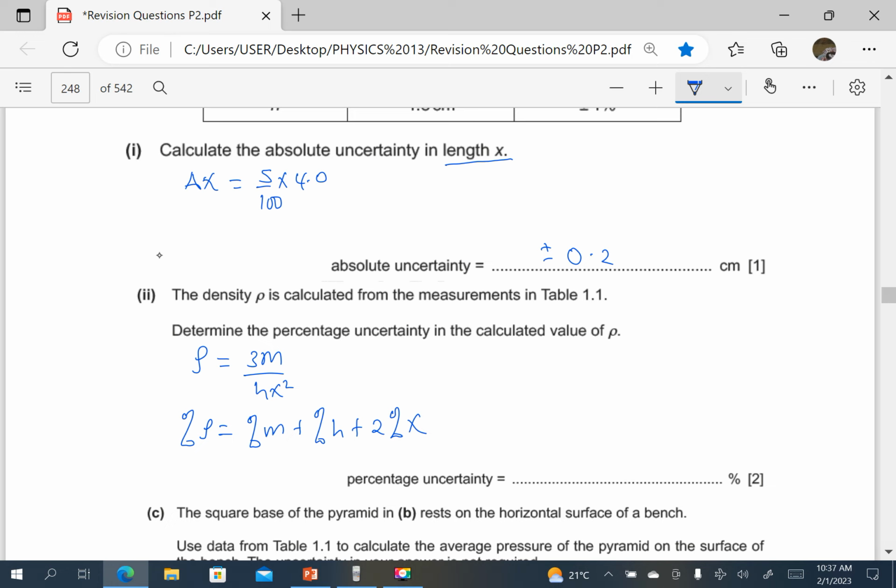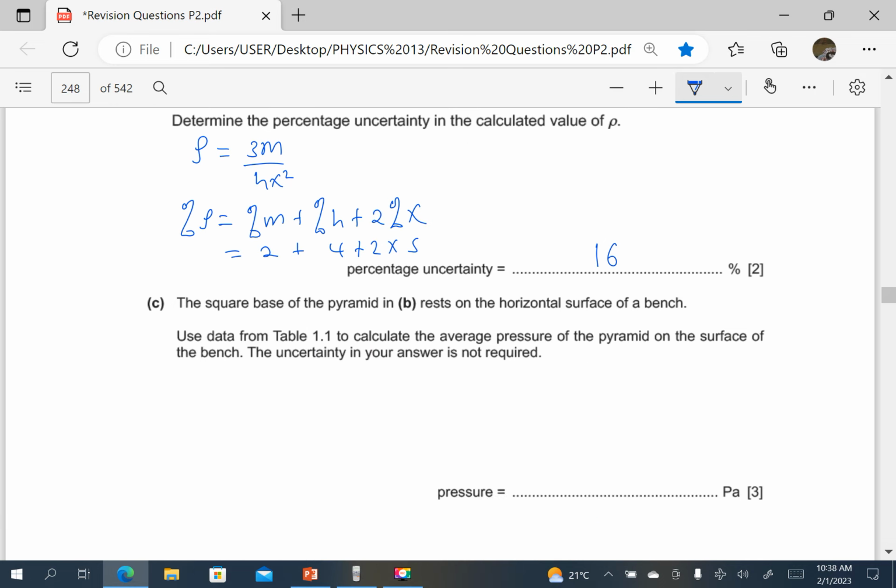So we substitute the percentage uncertainties, and this will be 2 plus, I think for h it is 4, plus 2 times for x, which is 5. And when you check this, 2 plus 4, that is 6, plus 10, that is 16. So the percentage uncertainty is going to be 16%.